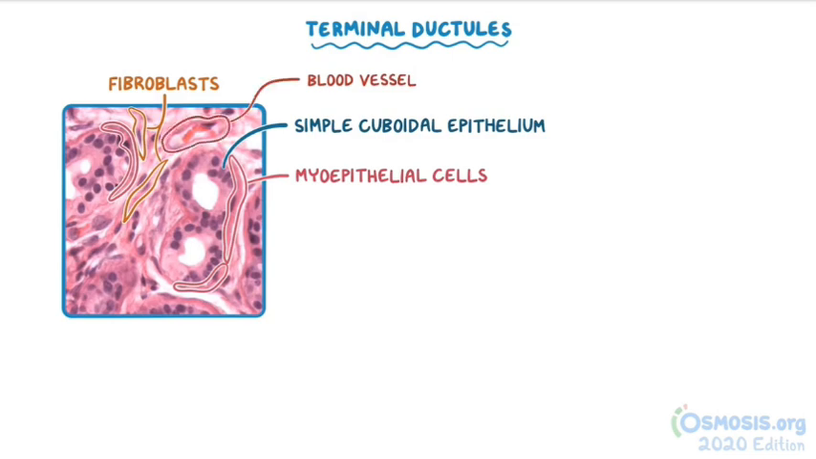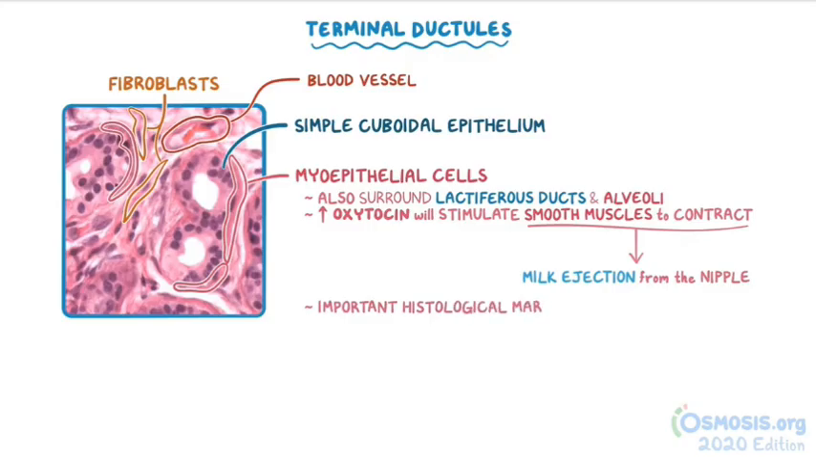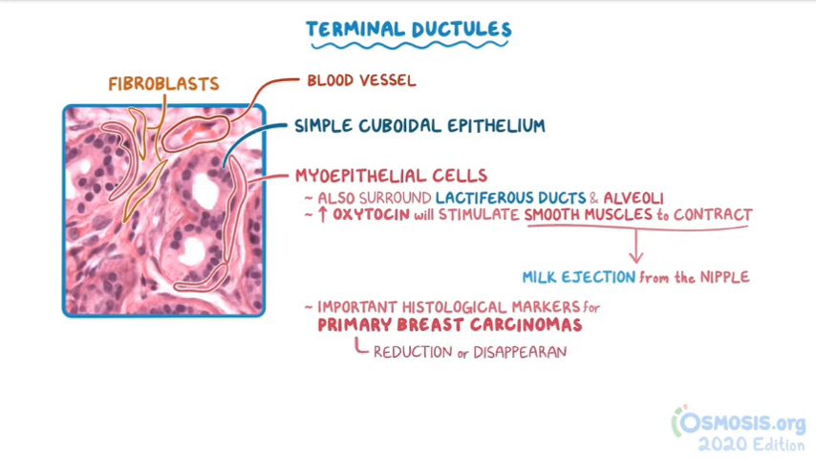Myoepithelial cells surround the terminal ducts, but they also surround the lactiferous ducts and the alveoli. During breastfeeding, increased oxytocin will stimulate these smooth muscles to contract and lead to milk ejection from the nipple. The myoepithelial cells are typically located between the secretory cells and the basement membrane, so they are also an important histological marker for the presence and progression of primary breast carcinomas. As a breast tumor progresses, the reduction or disappearance of myoepithelial cells may suggest a transition to an infiltrating or invasive status.